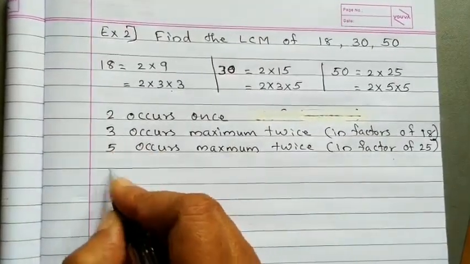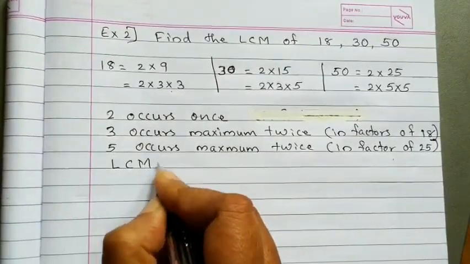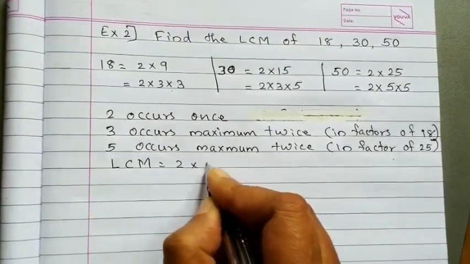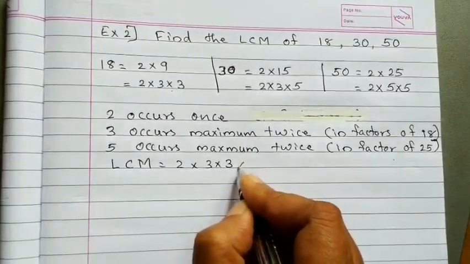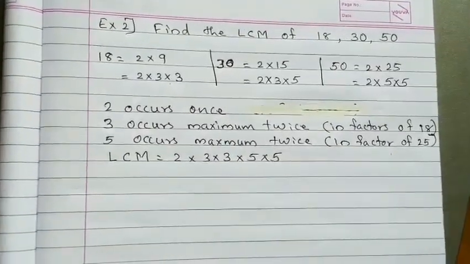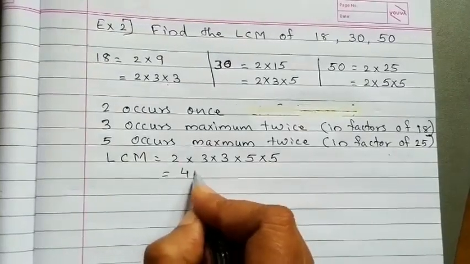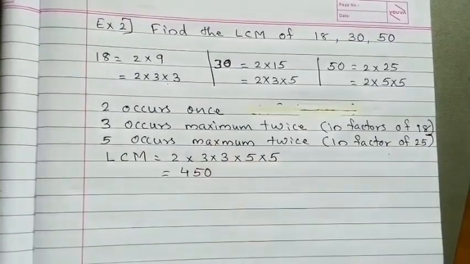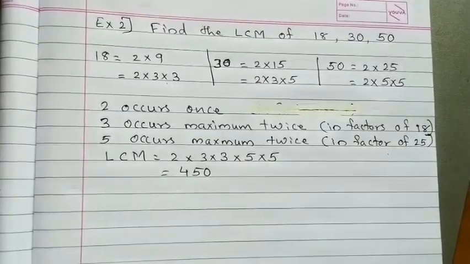So your LCM will be 2 multiplied by 3 multiplied by 3 multiplied by 5 multiplied by 5. When you multiply this, you will get 450, which means that the LCM is 450.